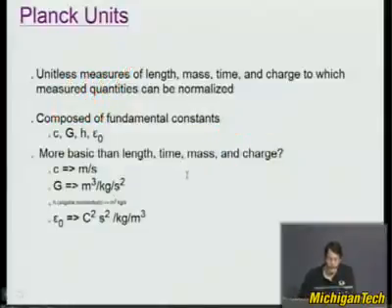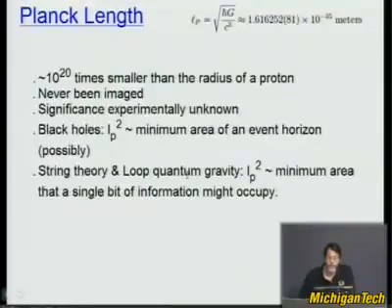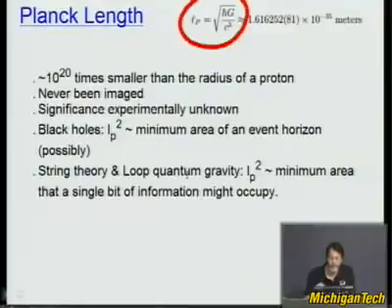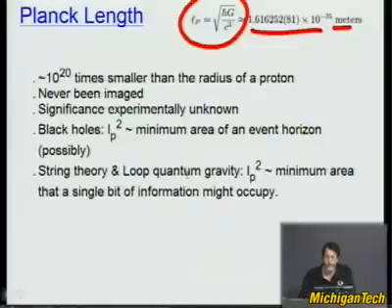So let's go through these. One of them is called the Planck length. So if you want to create a length, it turns out that you can take the fundamental constants and create a length in meters, and if you do it in a simple way, it's 10 to the minus 35 meters, which is 10 to the 20 times smaller than the radius of a photon. So this is really, really small. Nothing has ever been imaged that small. The significance of this is really experimentally unknown.